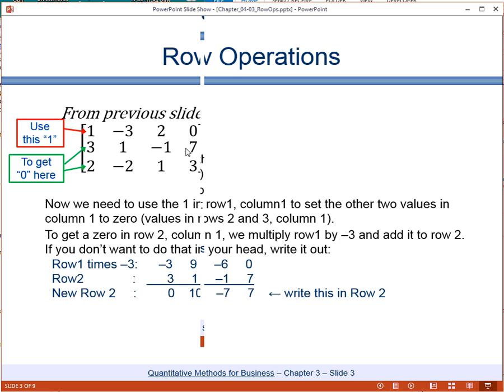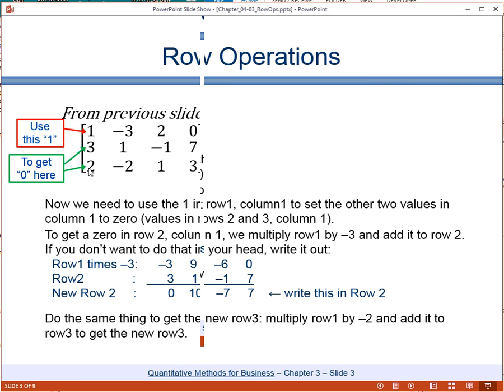And we want to add that to row 2, so just write down row 2. And then add them up column by column. Minus 3 and 3 is 0, 9 and 1 is 10, minus 6 and minus 1 is minus 7, and 0 and 7 is 7. So that's your new row 2. Write that down as row 2. And that gets us a 0 in that first entry.